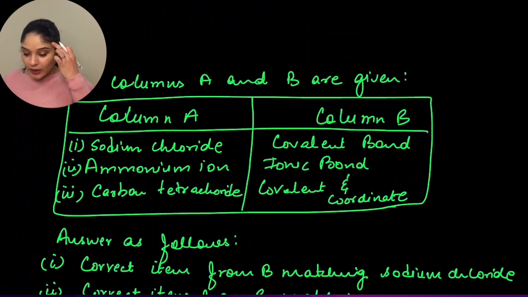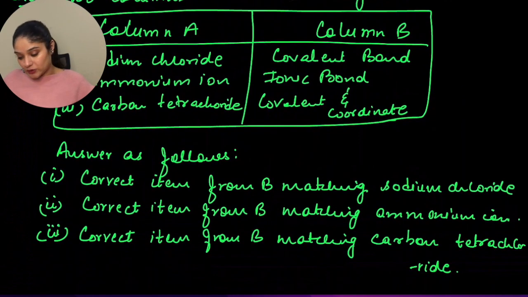Then question 15, column A and column B. You have column A: sodium chloride, ammonium ion and carbon tetrachloride. On the other side you have covalent bond, ionic bond, covalent and coordinate bond. Now you have to answer the following questions. Correct item from B matching sodium chloride. So sodium chloride will be matched with ionic bond. So your answer for this case will be ionic bond.